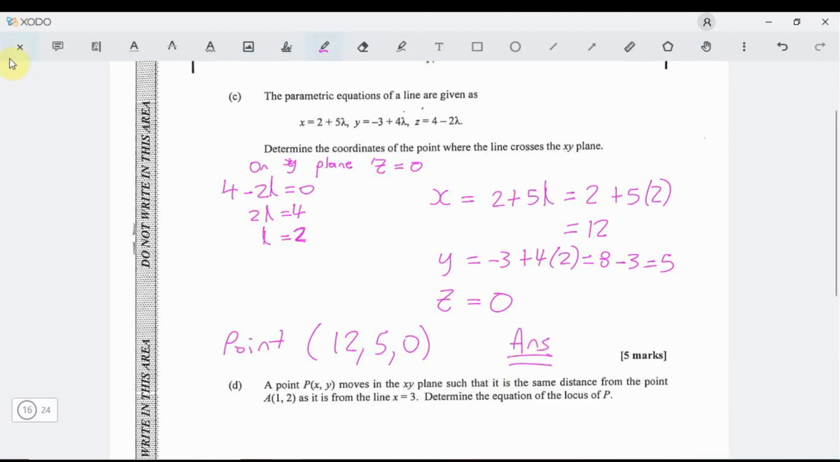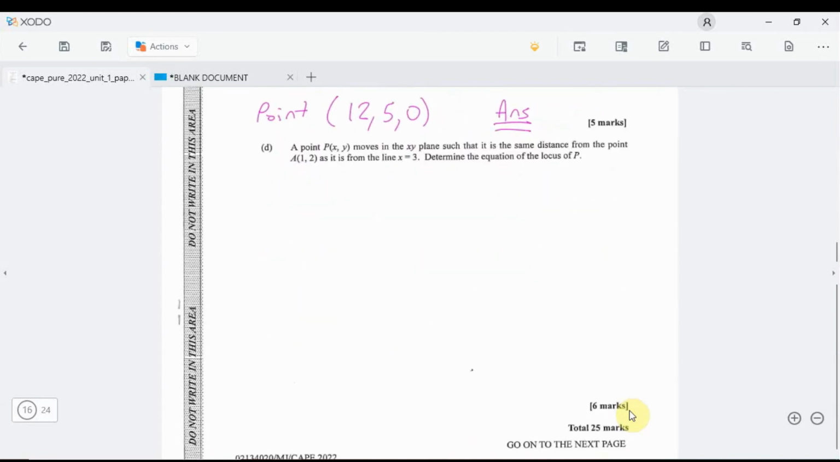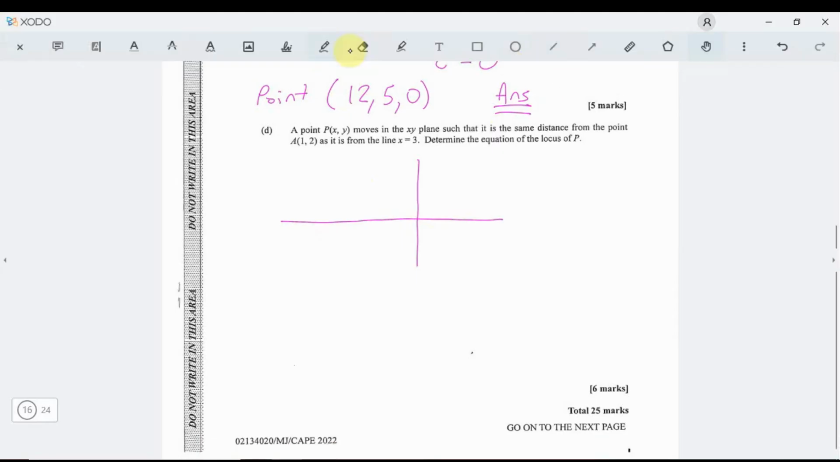And that's it. Nice. Now, it says a point P moves in the xy plane such that, guys, anytime I'm doing questions, I like to sketch it. Guys, just sketch it. I cannot just do it. Maybe you're brilliant enough to do that. I have to sketch it. A point P moves in the xy plane such that it is the same distance from the point A. So I just have to sketch it because that is how I am.